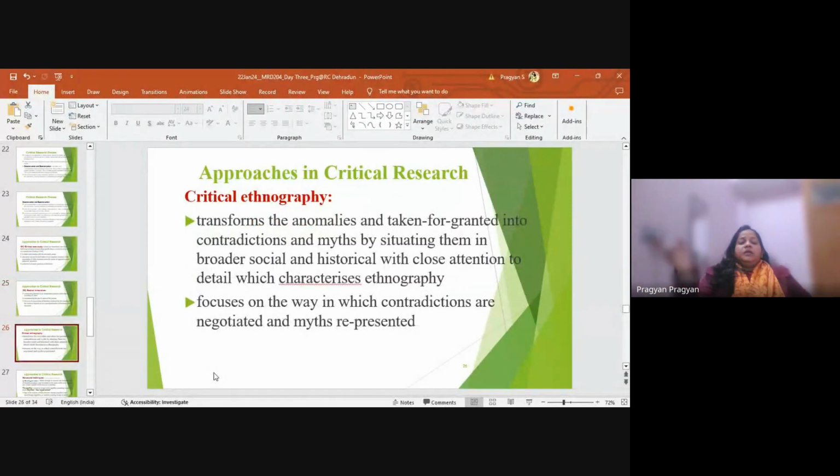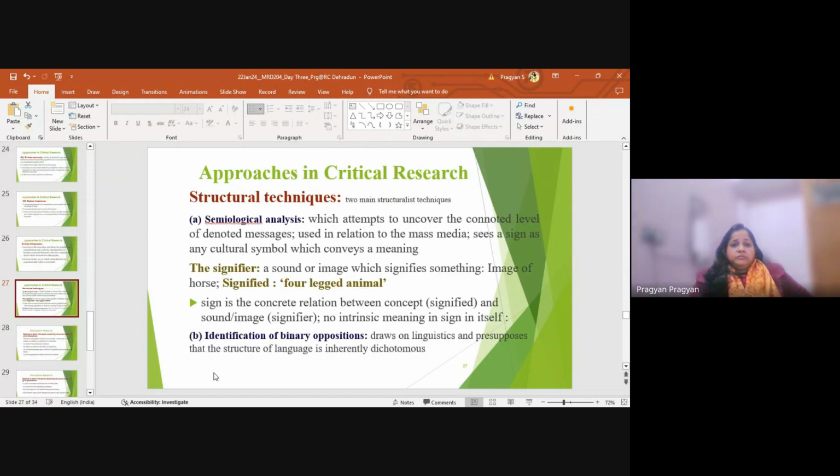Then again, like we have already discussed in the ethnological perspective, we were talking about ethnography, but here in critical paradigm we are just adding this prefix, critical ethnography. Critical ethnography is again questioning that taken for granted contradiction, taken for granted myths, to question that particular process as to how this kind of knowledge formation is working behind that particular social phenomenon, and how these contradictions can be negotiated or myths represented. So the one fine line between this critical paradigm perspective and phenomenological perspective is the critical essence of this approach.